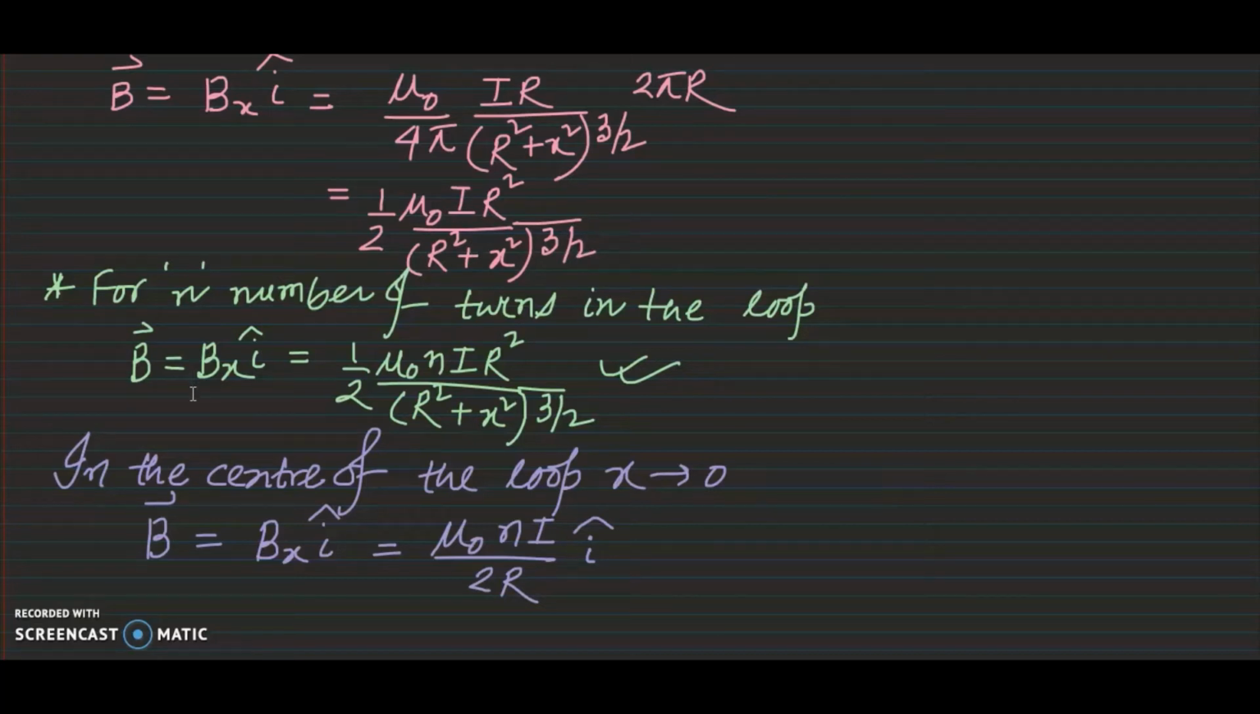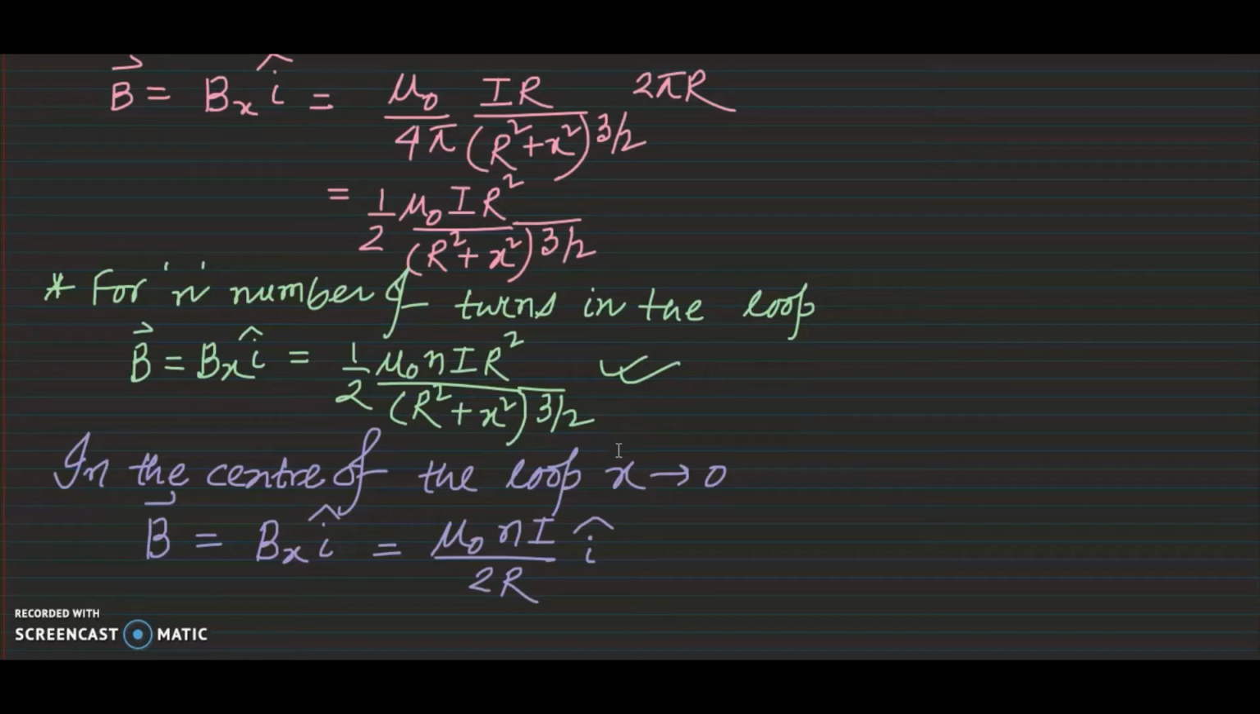I have mentioned before, the loop may have a single turn or several turns. For n turns in the loop, the B vector will be directed similarly along the x-axis, Bx i cap, so it becomes half mu 0 n I R square divided by r square plus x square whole to the power 3 by 2, after multiplying by the number of turns.